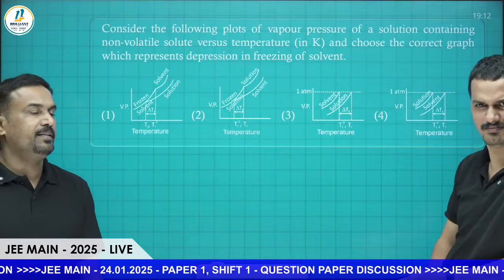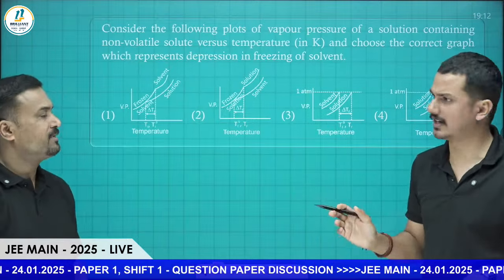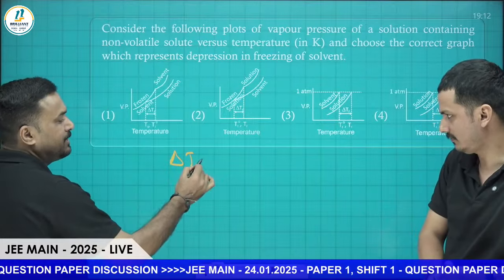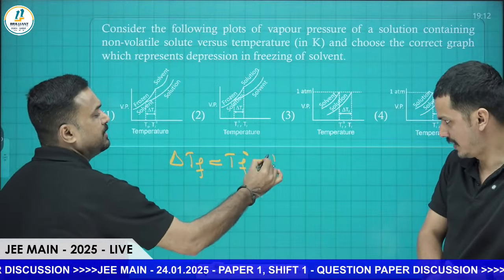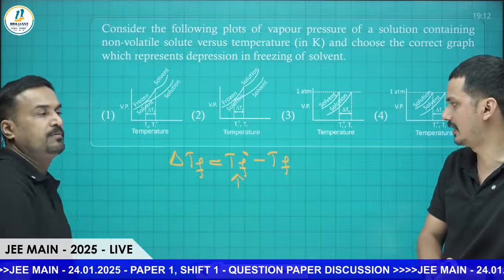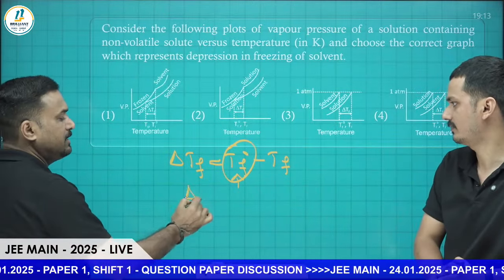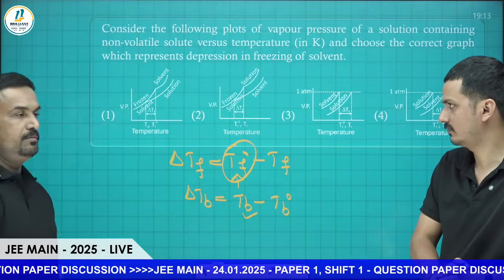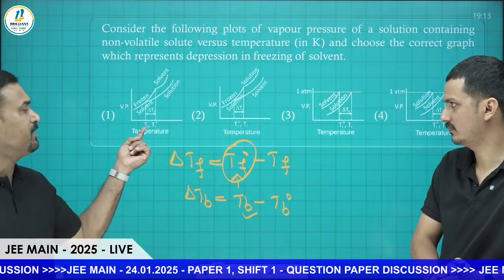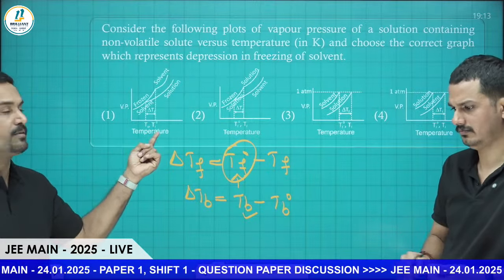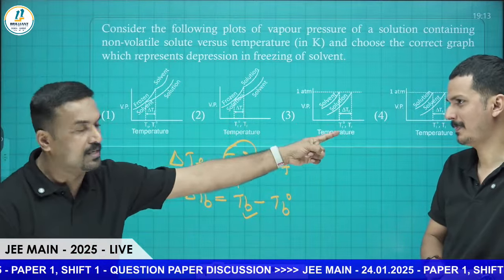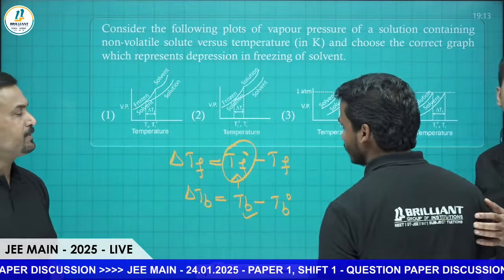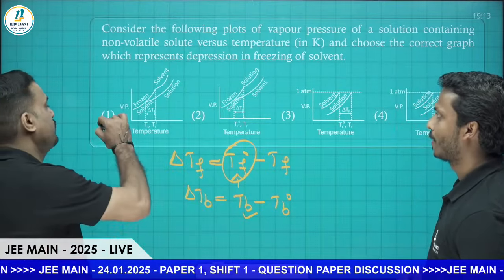This is another direct NCERT question. Nothing to tell, but they have to think about the freezing point. Delta Tf is equal to Tf naught minus Tf. Only remember this: Tf naught will be the greater value. But the other one, delta Tb, is opposite: Tb minus Tb naught. Here Tb is higher. In the graphs, only one graph is given with Tf naught higher. In all the other cases, Tf naught is lesser. So no need to explain anything, you can directly go with the option. Here the correct one is 1.